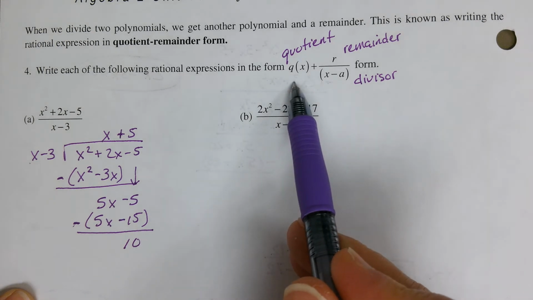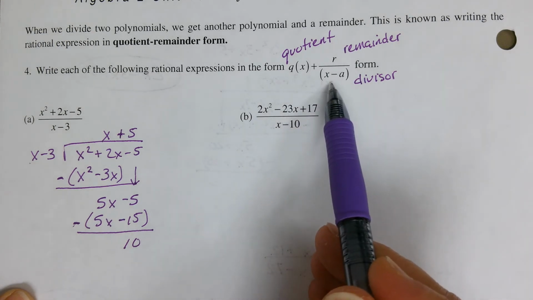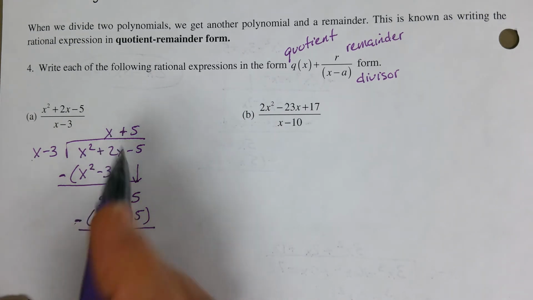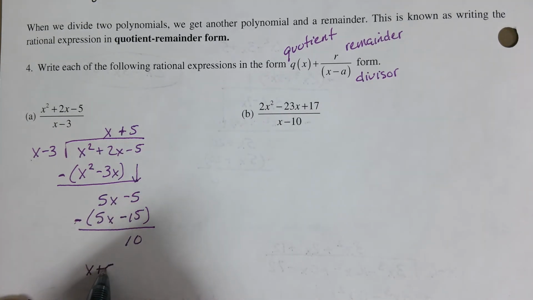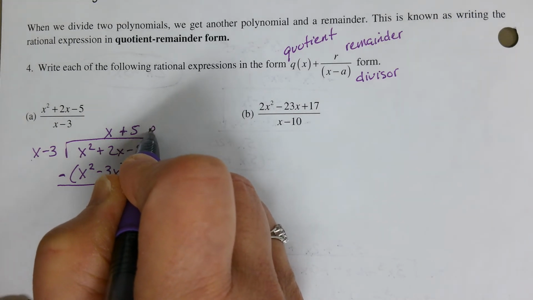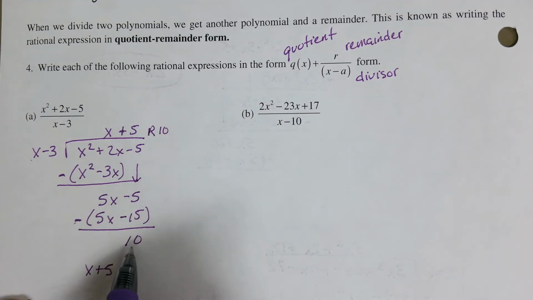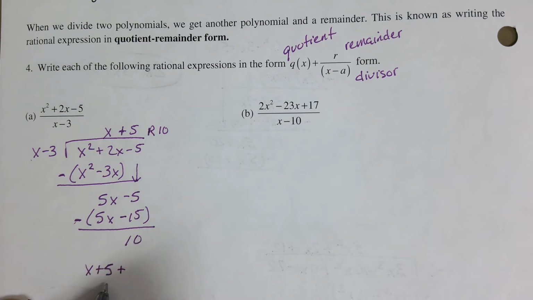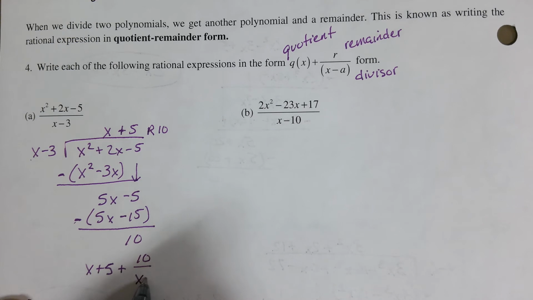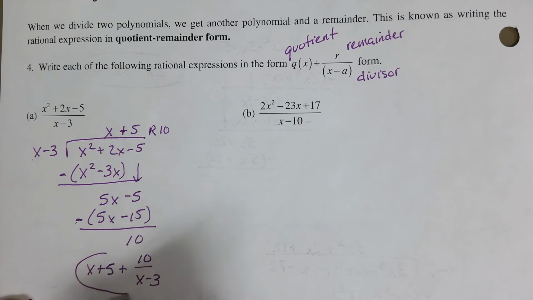We want our quotient plus our remainder over our divisor. Our quotient is our x plus 5. Our remainder is 10, so x plus 5 plus 10 over our divisor, x minus 3. This is our answer.